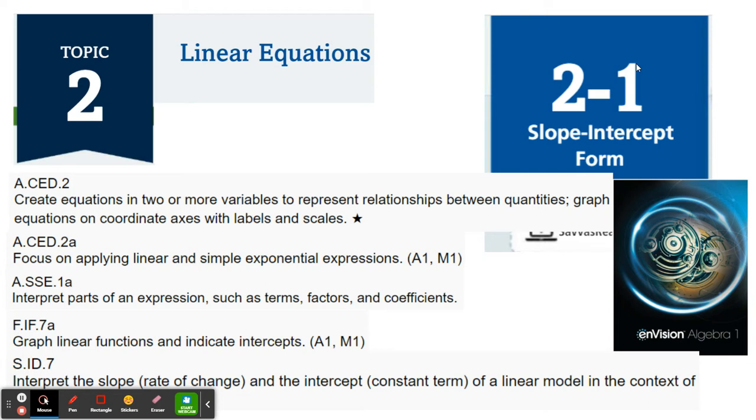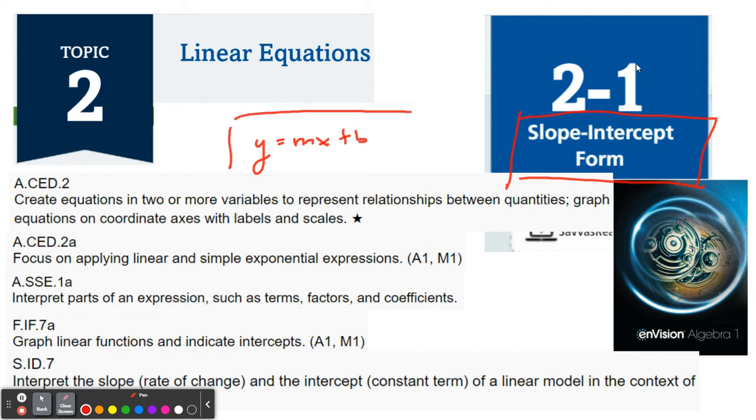So it would be good if you knew some prior knowledge of what slope-intercept form is. Slope-intercept form is our friendly equation y equals mx plus b. And again, we'll break down further what this means, but this is called slope-intercept form.